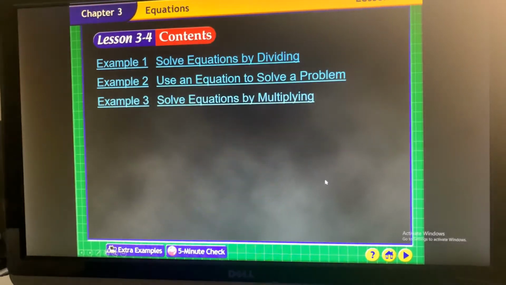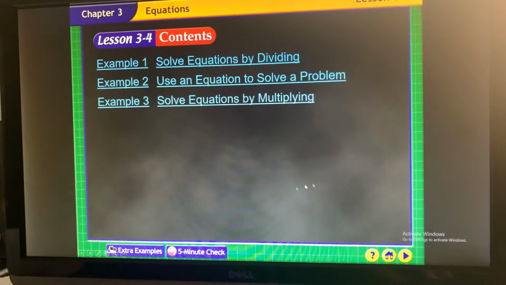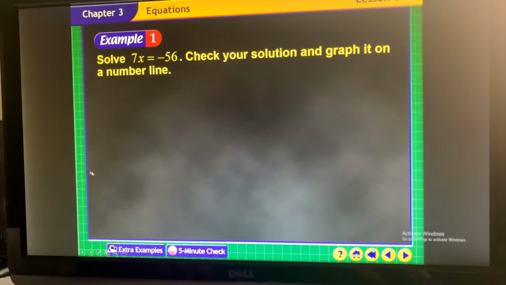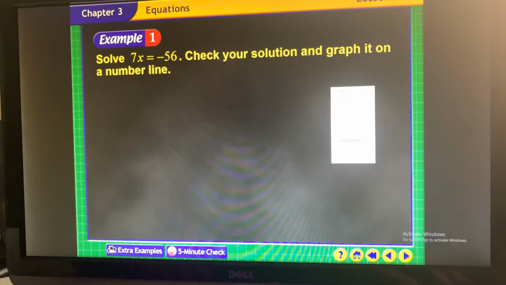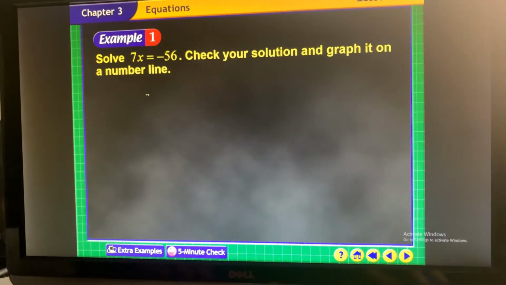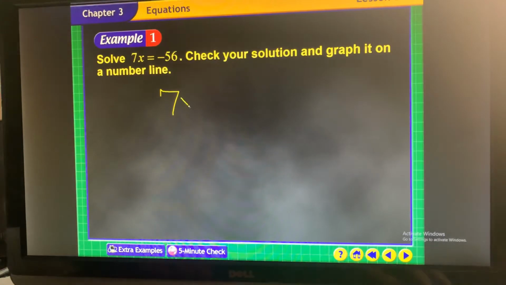All right, we're solving one-step equations, multiplication and division this time. So it's pretty easy. You still have to show your steps. So you have 7x is equal to negative 56. I already know you know the answer.